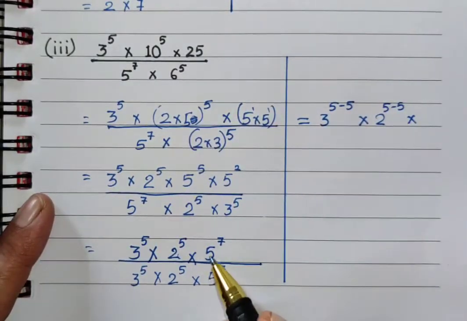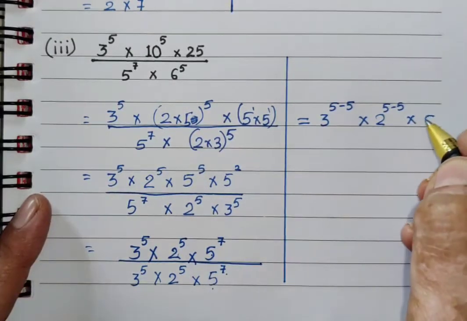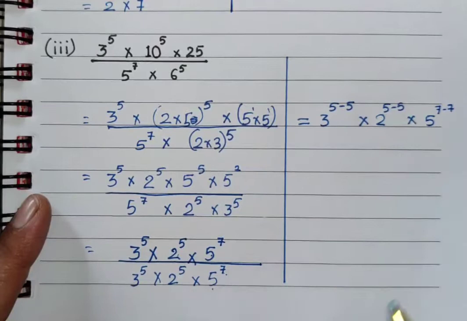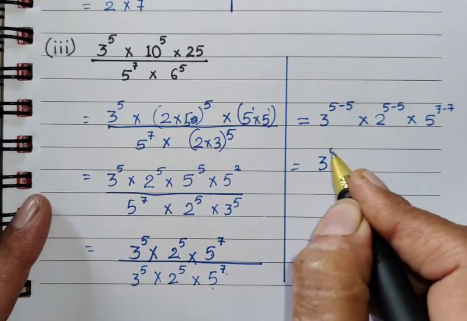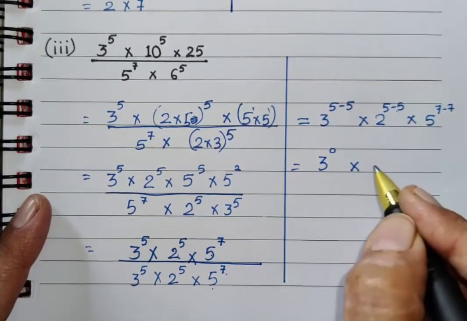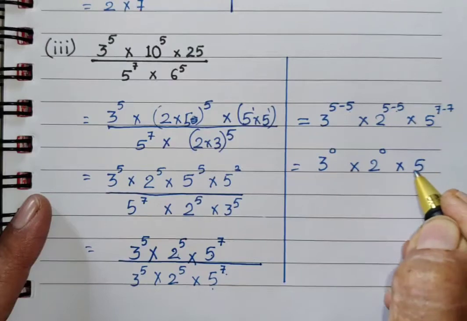Now the turn of 5 having the power 7, but they are in division form. So 7 also will get subtracted in the power form, right? Now 5 minus 5 is 0. 5 minus 5 is 0. 7 minus 7 is 0.